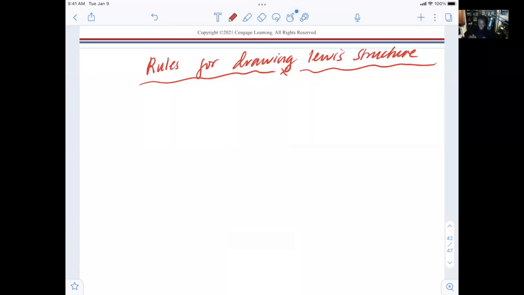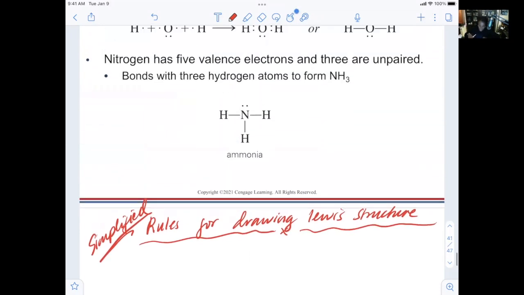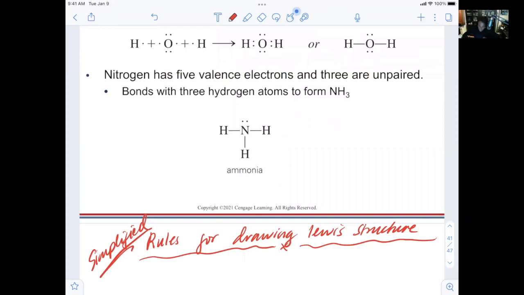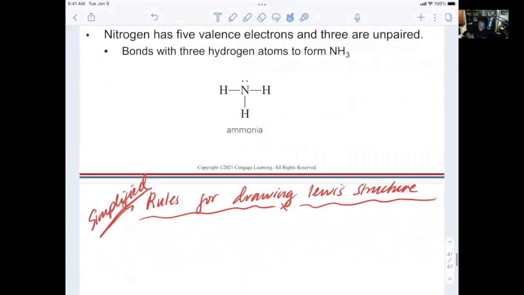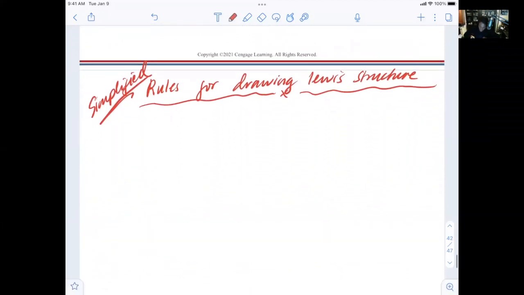Okay, so what I'm going to show you here is the simplified rules for drawing Lewis structures. I was going to show you the other way, but I decided to just show you the simplified rules. I just realized the dot here. What's this dot for? Oh, interesting. Okay, so you start off with water, just like we did before.